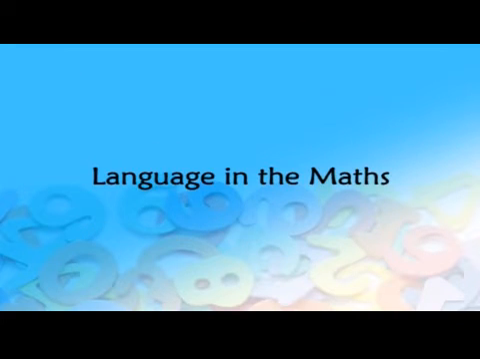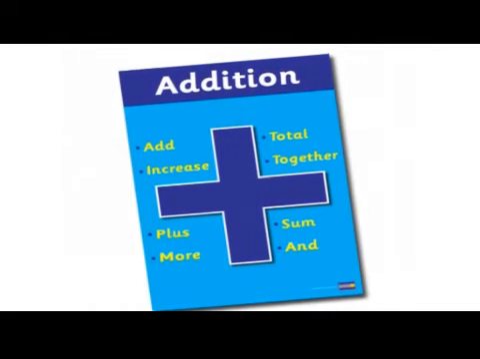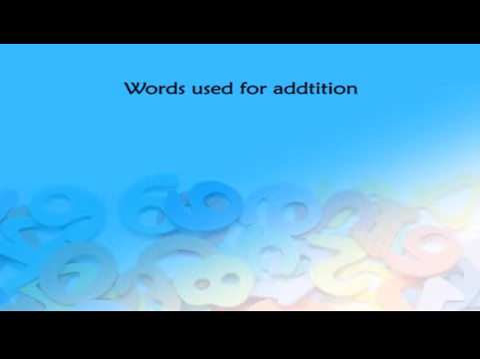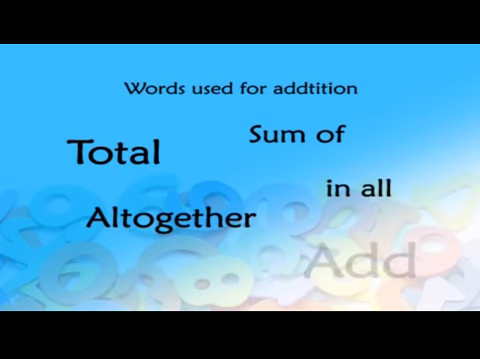Now, we are on to introducing language into maths. Remember, a child with specific learning difficulty, especially with reading and comprehension, needs our help to develop skills to do these story sums. A child needs to know the symbol and vocabulary for addition. That is the most important thing. What are the words that we use for addition? Let us see that: total, altogether, sum of, in all, add. These are all the words for addition.